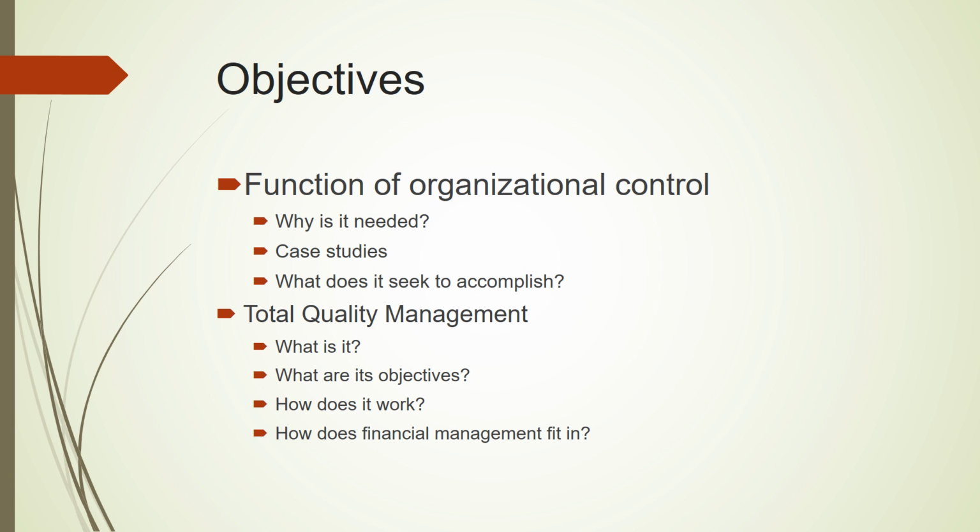Then, though there are many methods for achieving organizational control, we're going to look at the total quality management method. And we'll answer the following questions. What is it? What are its objectives? We'll look at how it works. And then, particularly with this one, it's interesting to see how financial management fits into this control mechanism.